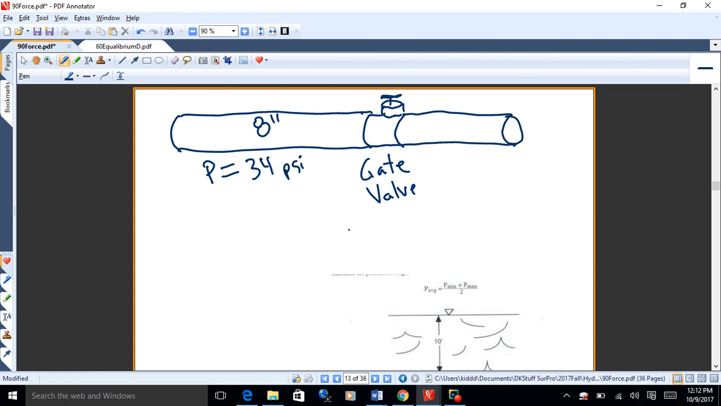Although if you're throttling way, way down, they get a little chattery too because you've got a real small opening around the sides. But you can throttle with a butterfly. Balls are really good to throttle with, but they're really expensive when you get bigger. Corp stops and angle stops are essentially ball valves. They're cone valves, but they're the same idea. They're good for throttling if you need it.